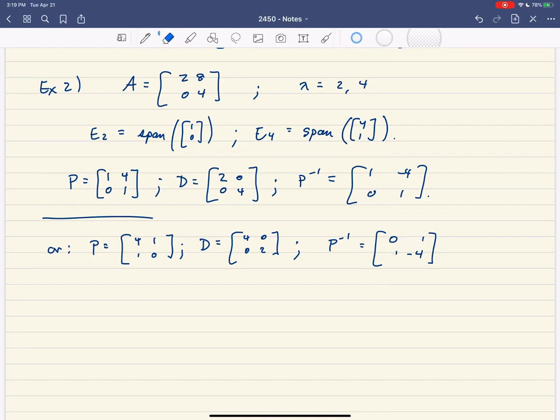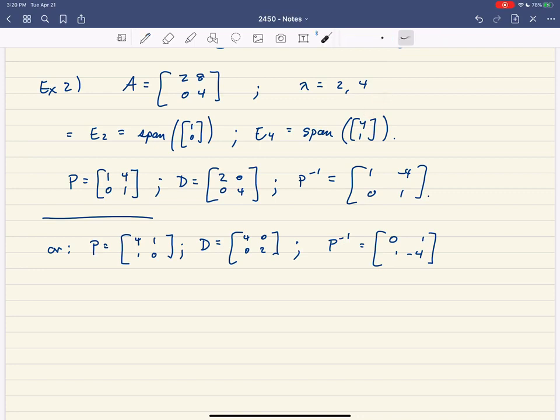And you can check that again, P times D times P inverse will give us A in either choice that we have. And there's more choices than this. If you remember, I could write E2 as the span of any multiple of that vector, as long as it's not the 0 vector. The span of the 0 vector is just the 0 vector, but any other non-zero multiple of that vector will have the same span. Likewise with this eigenvector 4, 1.